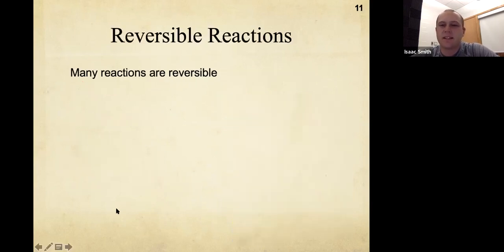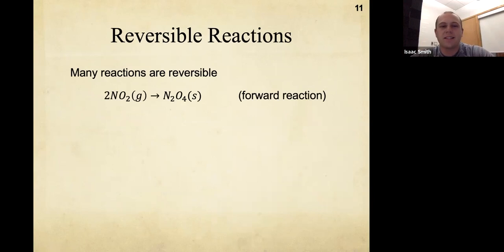Okay, so we're going to get into this idea now of reversible reactions. So far, we've always looked at just a reaction as like A plus B gives you AB, right? Or like lead oxide decomposes into lead plus oxygen or something like that. We've just looked at one way. But the reality is that many reactions are reversible. So they're actually happening in both directions all the time.